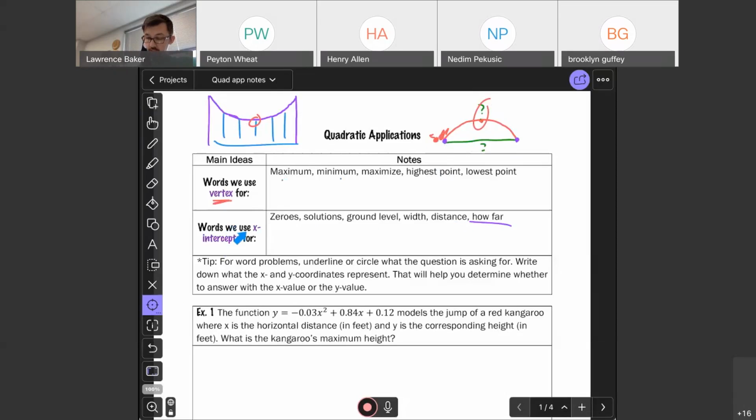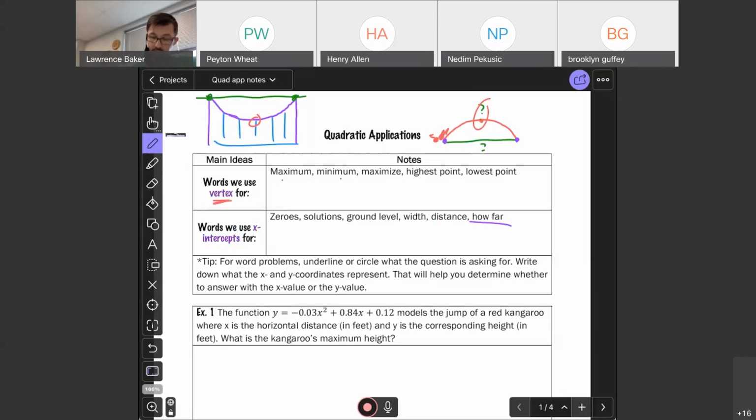Okay? Distance, right? What's the distance the animal jumped? Or what's the distance between the two towers? How far does the bridge span? Okay, so if that was my x-axis here, then those would be my x-intercepts. And so then I could know how far apart those towers are based off of the x-intercepts, or distance or width. What's the width of the river or something like that? You could ask that question.